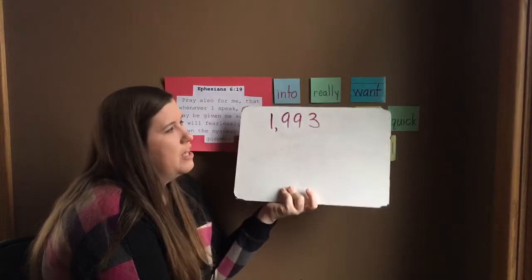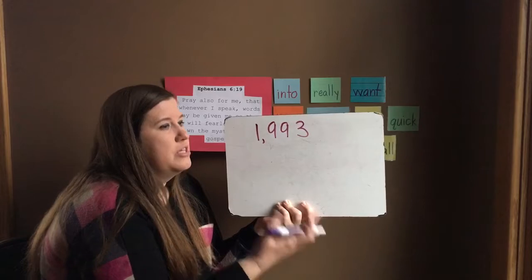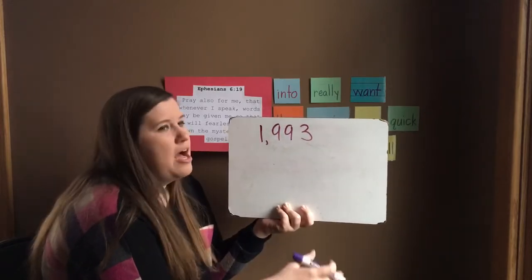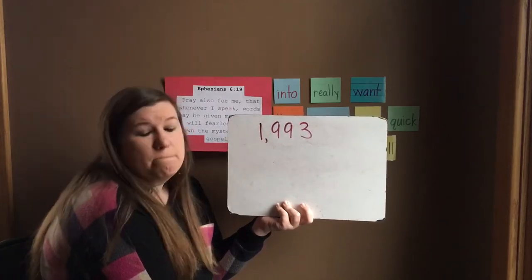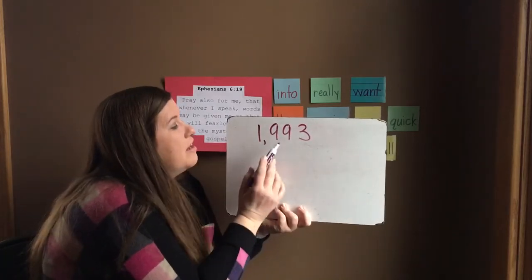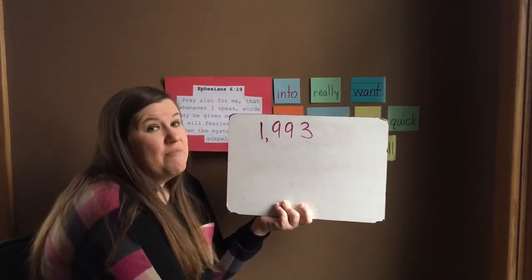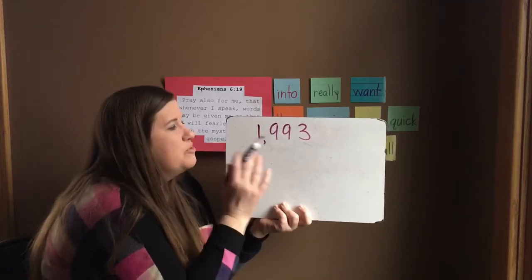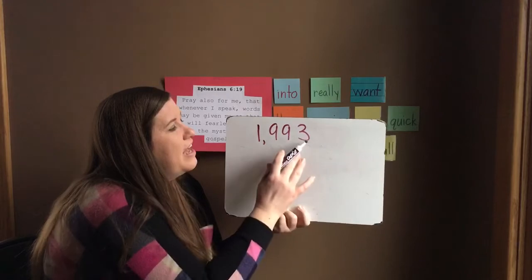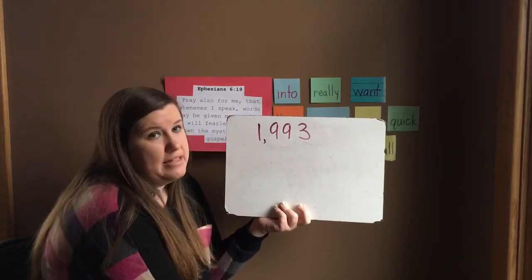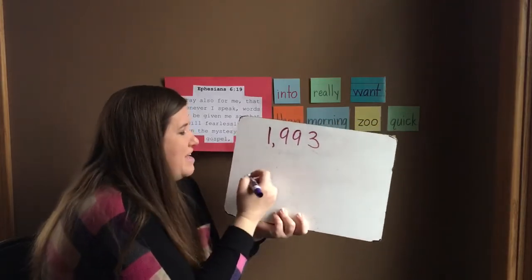So, next one we're going to expand is 1,993. We know you like those 9s in there. Okay, so first, let's just check our place value knowledge. How many hundreds are there in this number? There are 9 hundreds in that number. Good job. Now, how many thousands are there? Just one. Good job. How many ones? 3. Yes, this is the 1 spot. And how many tens? There are 9. Okay, good. So we are ready to expand it.